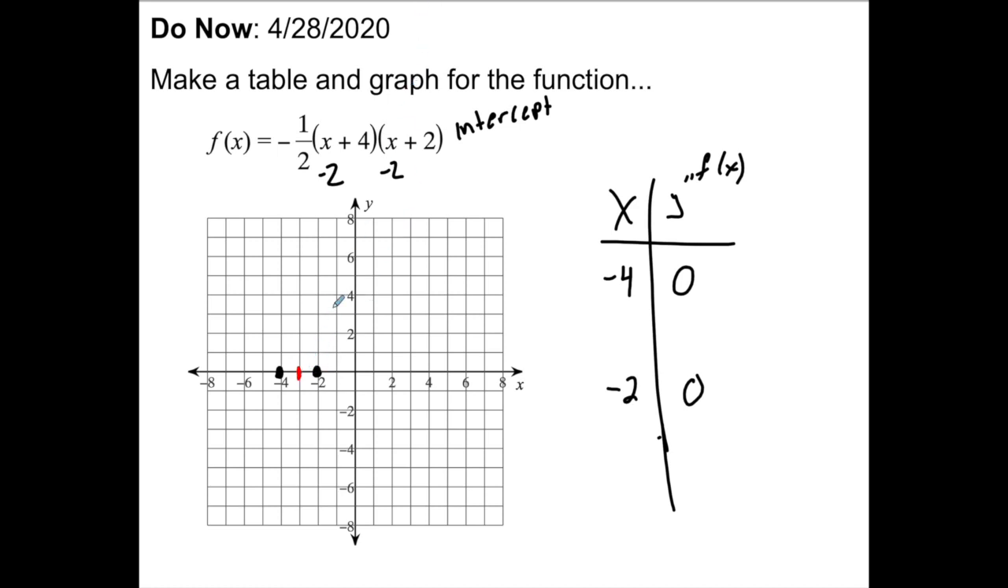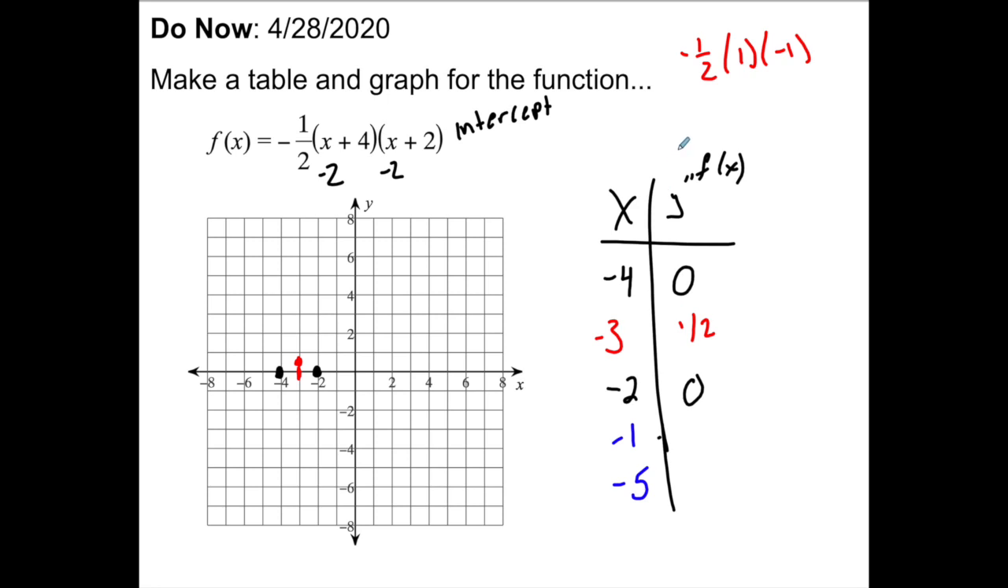Because of the symmetry, we know that -3 will represent the x of the vertex, because the x of the vertex is always right in the middle of the intercepts. So now we plug it in. We get -1/2, -3 plus 4, which is 1, -3 plus 2, which is -1. So it's -1/2 times 1 times -1, which is 1/2. There's my vertex.